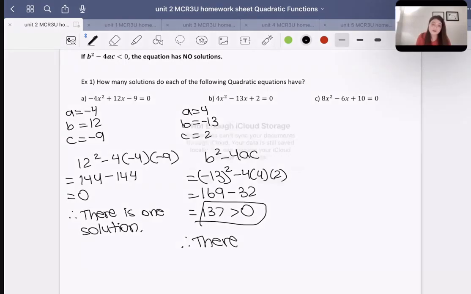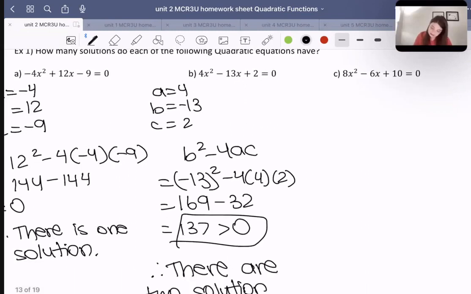Now, again, 137 is not one of those two solutions, right? But the fact that it's greater than 0 is what tells us that there are two solutions. So definitely don't write in conclusion, oh, the solution is 137. No, it's the discriminant is greater than 0, therefore there must be two solutions, but we don't know what they are just from this. Okay, let's try number 3.